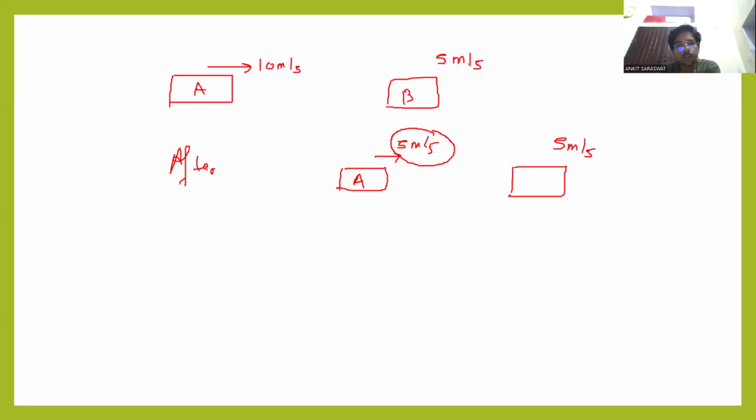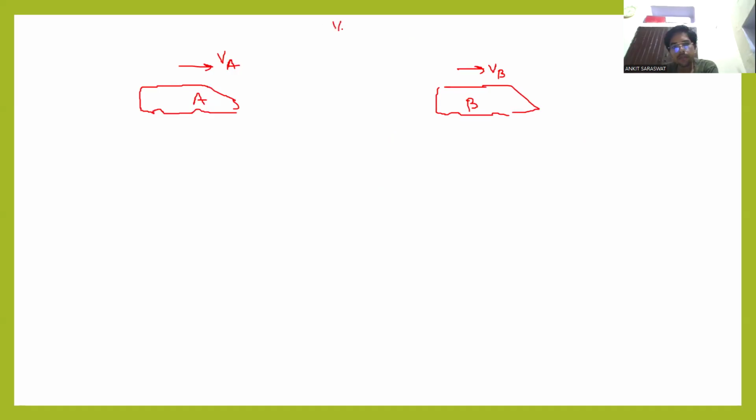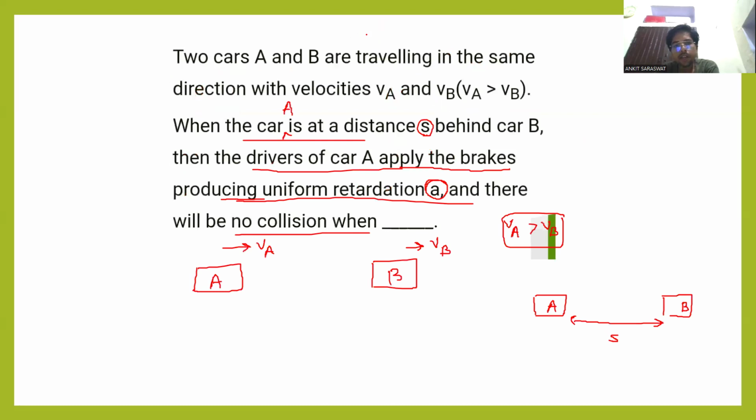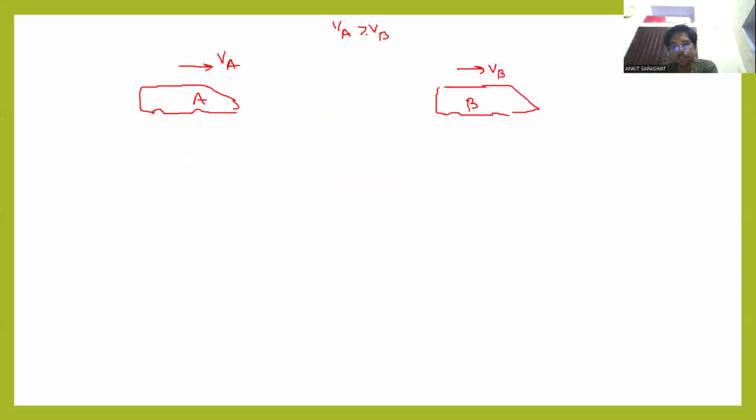In our case, what is the question? This is car A and car B. Car A is moving with velocity VA and car B is moving with velocity VB. Since VA is more than VB, as per the information, it is confirmed they will collide when car A is at a distance of S behind car B. Okay. Now moving to the condition.